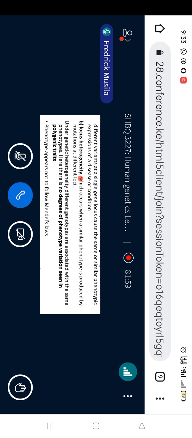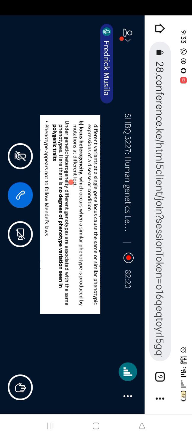Then locus heterogeneity, which occurs when a similar phenotype is produced by mutations in different loci. This one is the one which is similar to polygenic traits. A similar phenotype is produced by mutations in different loci. In other words, different loci determine the same phenotype.